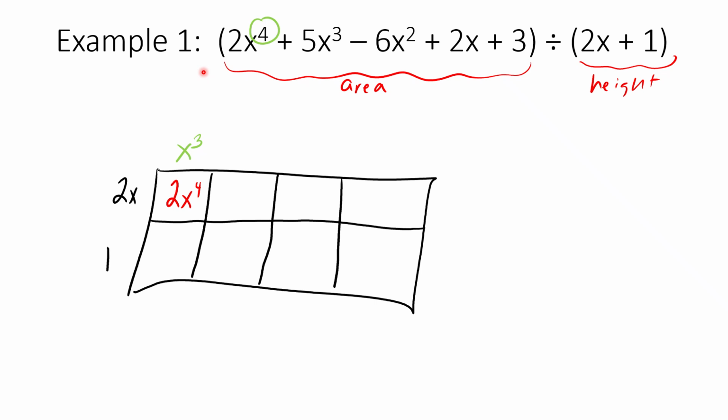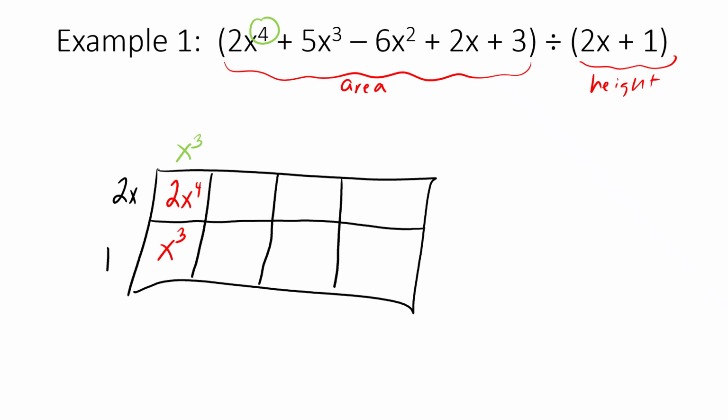You don't get muddied in the middle of some arithmetic. You can check this. So 2x times x to the third, would that give you x to the fourth? Yes. Therefore, you know the x to the third is correct. Now to get this one down here, we're of course going to multiply the base times the height. So we have x to the third times 1, and that is going to give us x to the third.